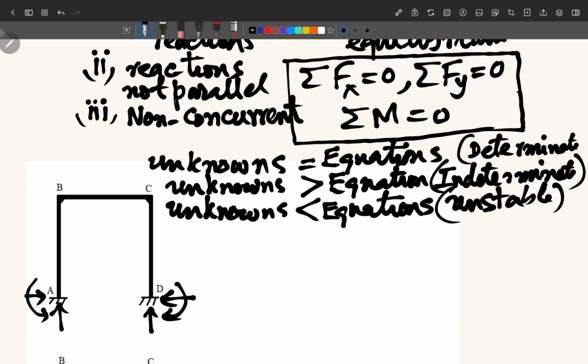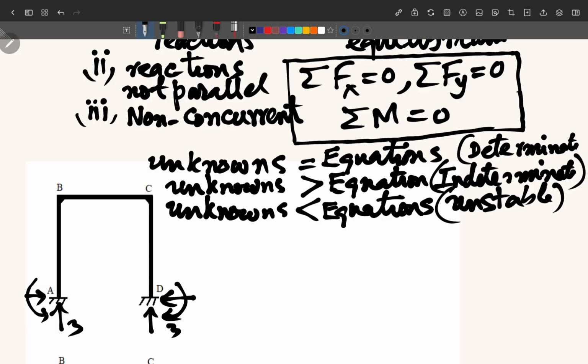So three reactions at the fixed support, that's as we already know. And every member, because these are all rigid bodies, every rigid body will have three unknowns: one axial force, one shear force, and one moment. So we can say that there will be 3 plus 3, 6 reactions which are unknown, and then we have three members, so every member will have three unknowns.